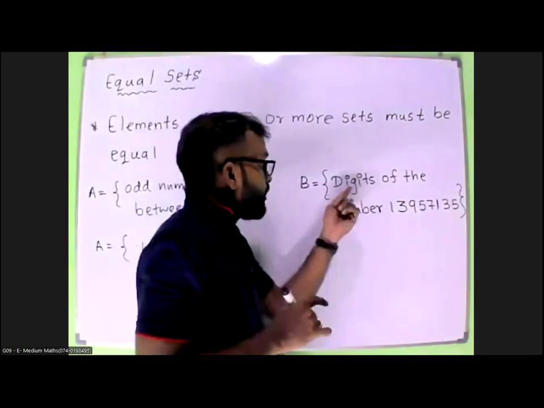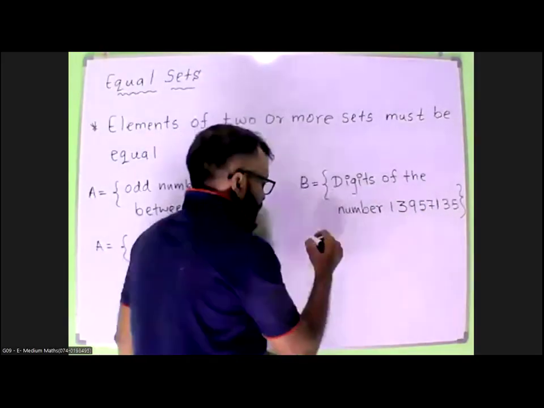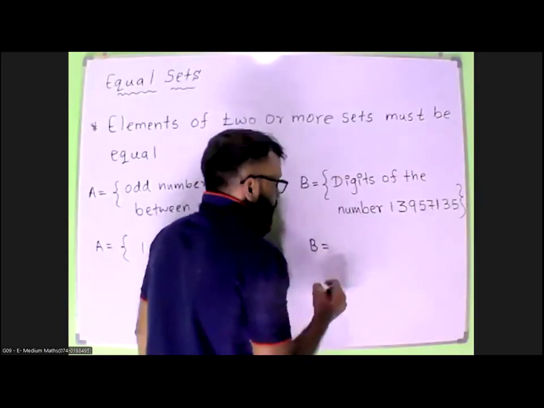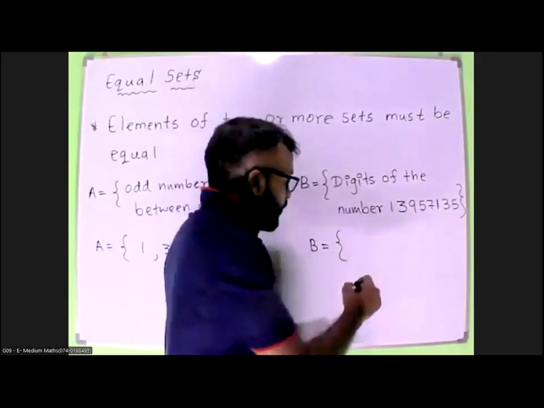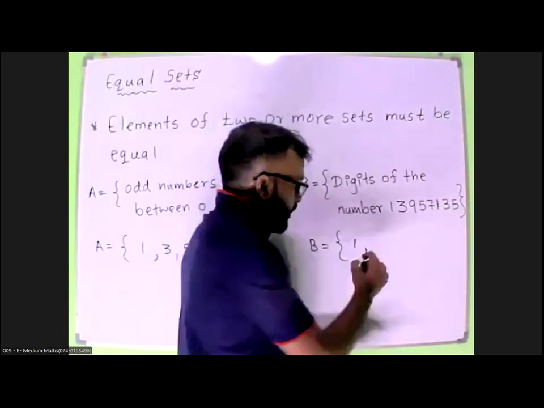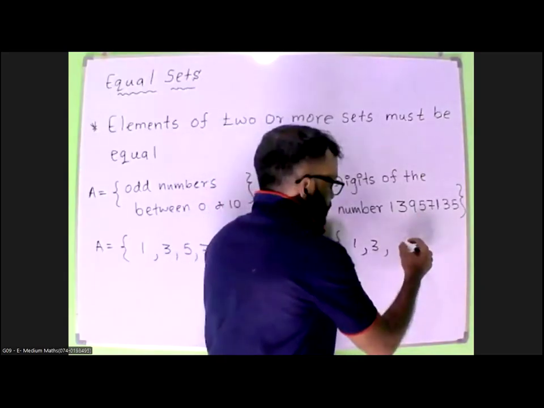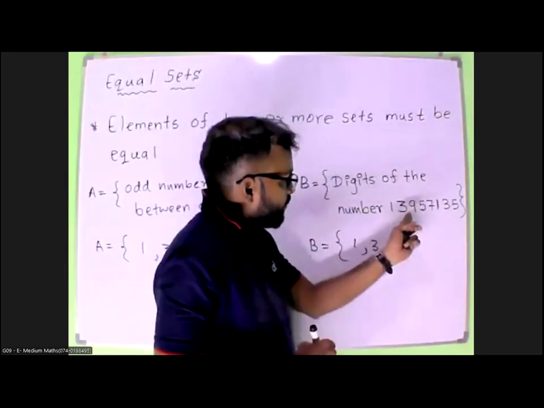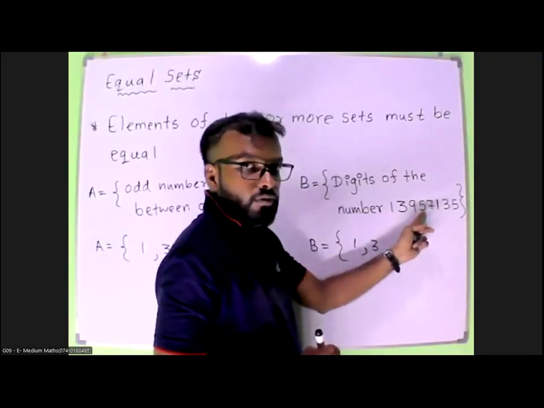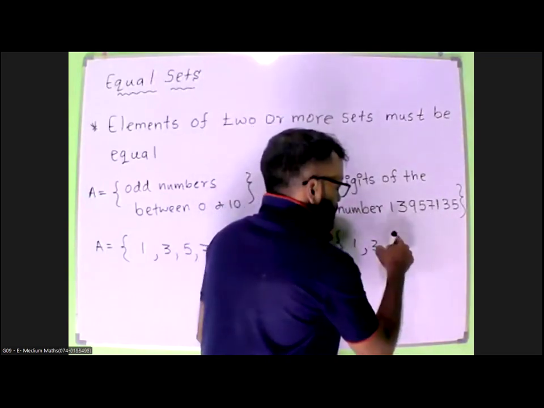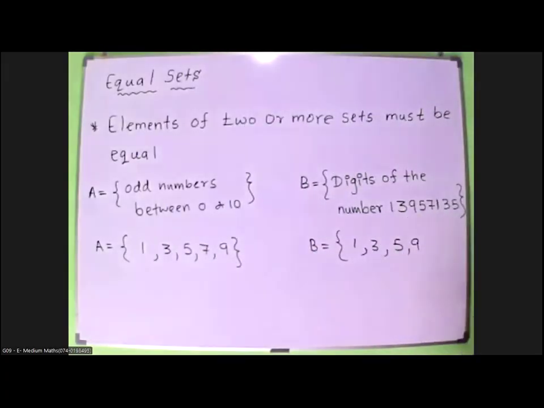Likewise, I am going to write the digits of this number. So B equals, open curly bracket. I can write down 1, 3, 9. Yes, I can write 9. And when you go to this side, you can write 5. 5 is a unique number, and 9. So I will mark them so I can understand.